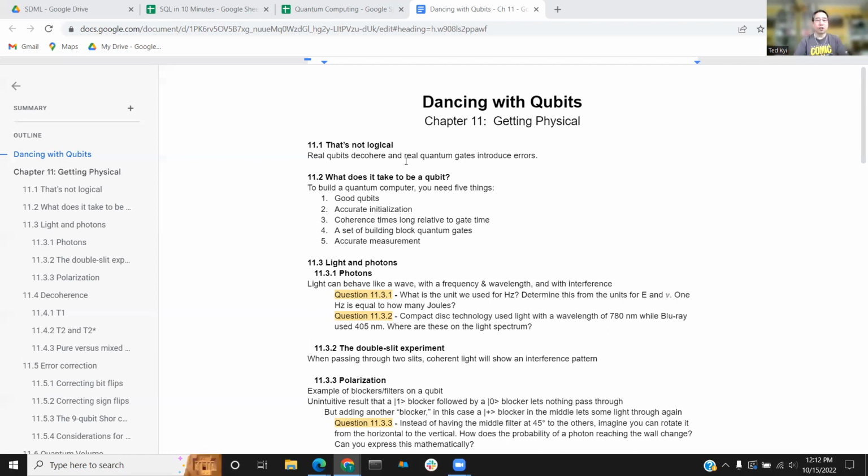All right, section 2 talks a little bit about, hey, what are the criteria for building a quantum computer?